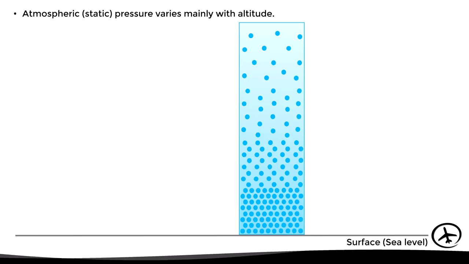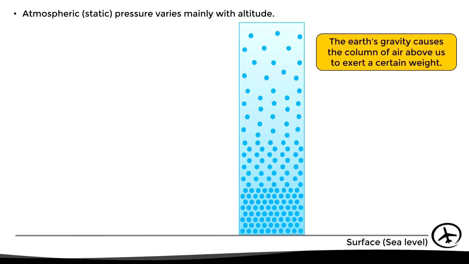This has quite a logical explanation. Air is made of matter, and matter has weight, so the gravity of the Earth makes the column of air that is above us exert a certain weight, which causes the particles underneath to compress more and stay closer together. This weight that we feel from the air column that we have above is precisely the static pressure. And at sea level, this static pressure is approximately 30 inches of mercury.